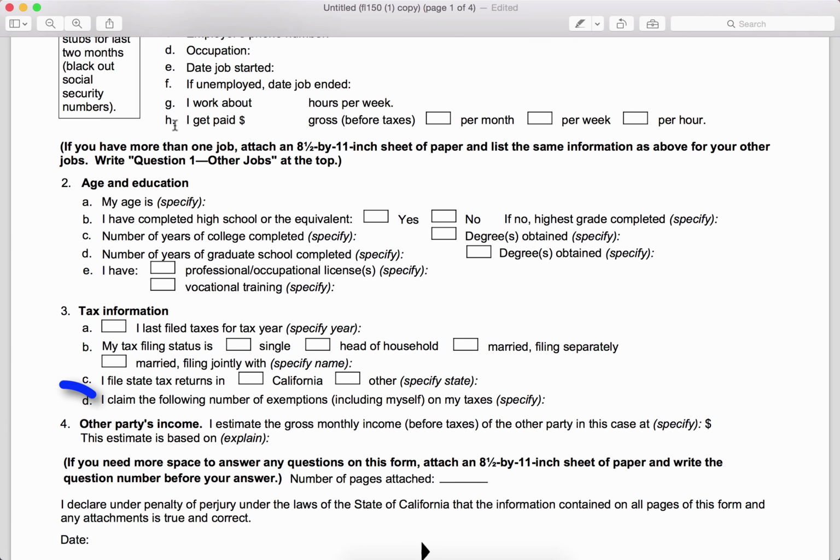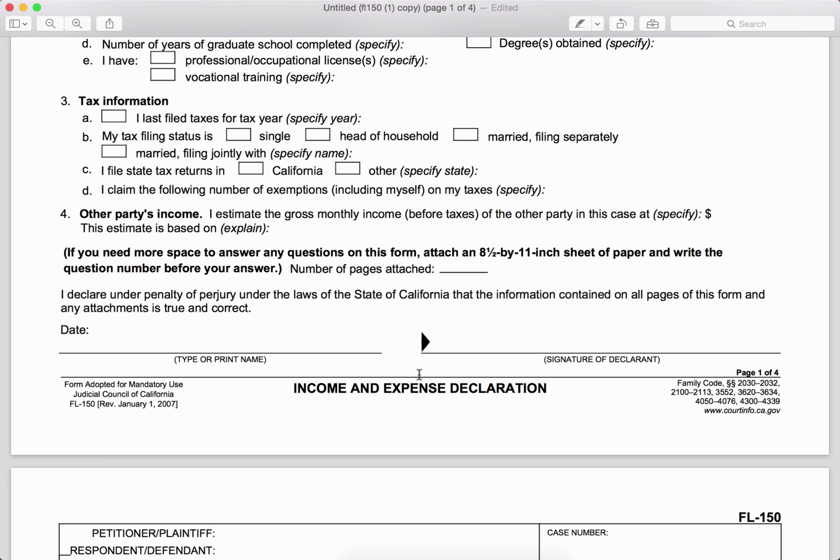In Item 4, put your best estimate of what you think the other party earns before taxes each month. Tell the court why you think that. For example, sometimes someone knows because they have seen a pay stub or received an FL-150 income and expense declaration from the other party already. If you don't know, write that and explain why you don't know.